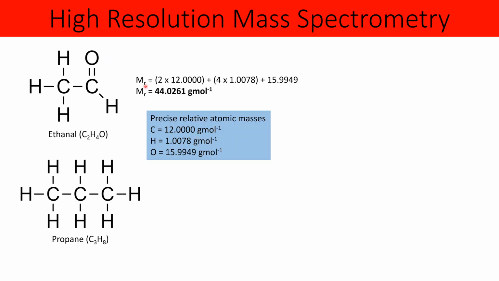Okay, so MR of this one, 2 times the 12.0000, 4 of the hydrogens, each at that value there, much more precise value, and 1 of the oxygen at this value here, way more precise, 44.0261.